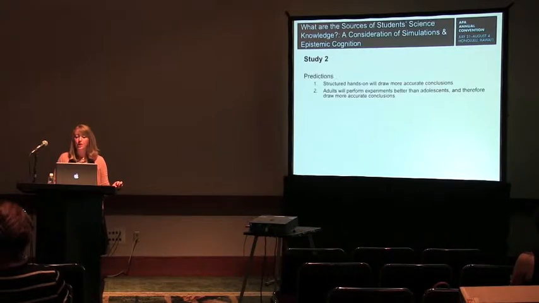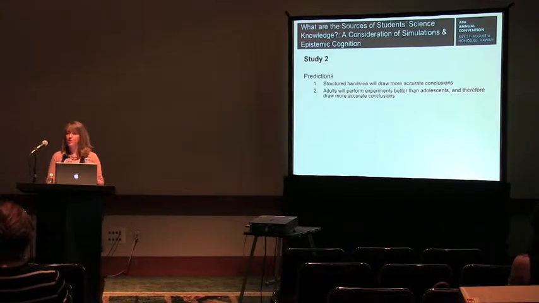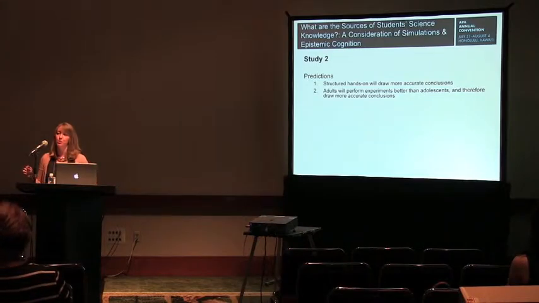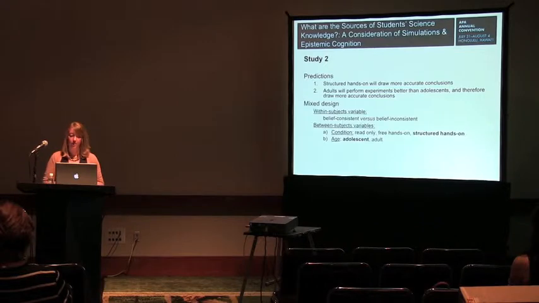So after seeing this effect of experimentation adequacy, one of the questions was whether or not giving students instructions on how they could conduct their experiments would help. So kind of along the lines of David Klahr's work with direct instruction. If we give this structured, hands-on condition, maybe these folks will get it. If we force them to run a good experiment, maybe they'll get it. And our second prediction here, because remember we were looking at developmental trends as well, is that adults would perform experiments that were better than adolescents. And so adults would be more accurate as well.